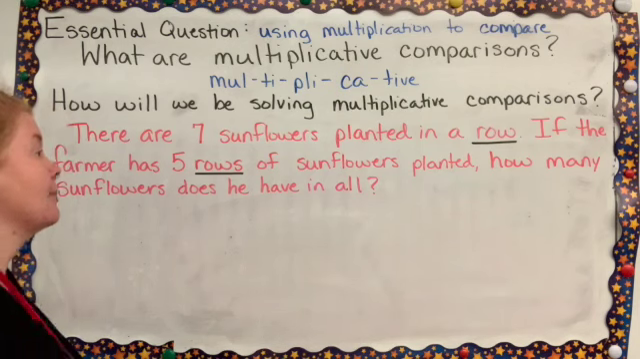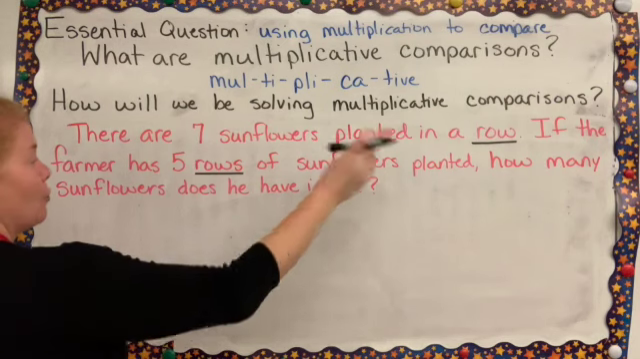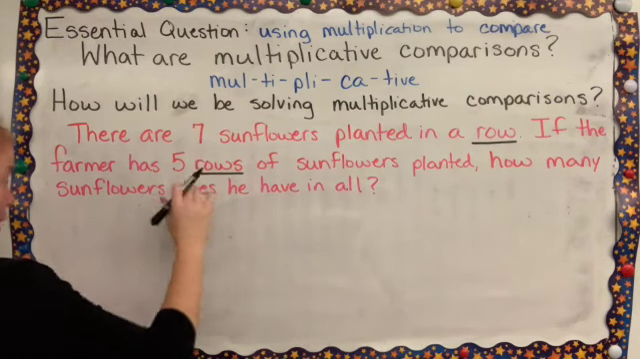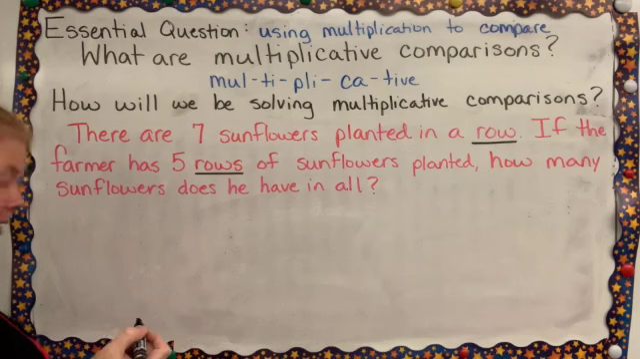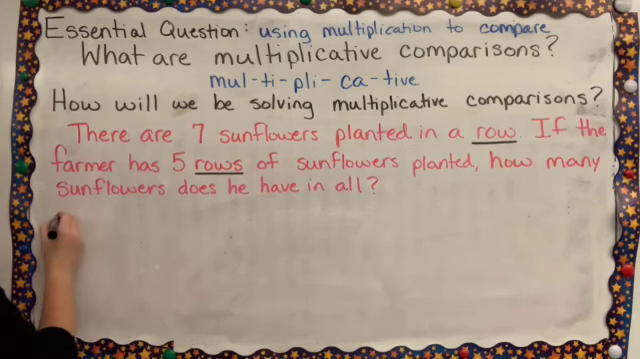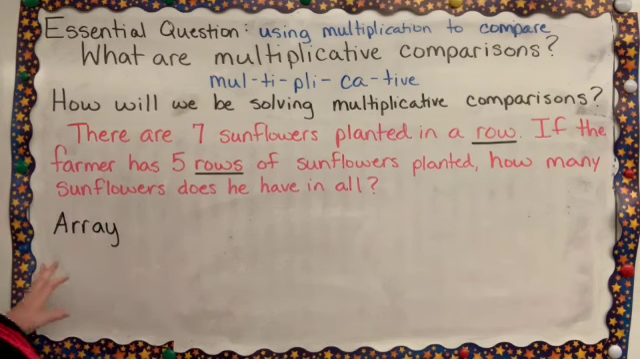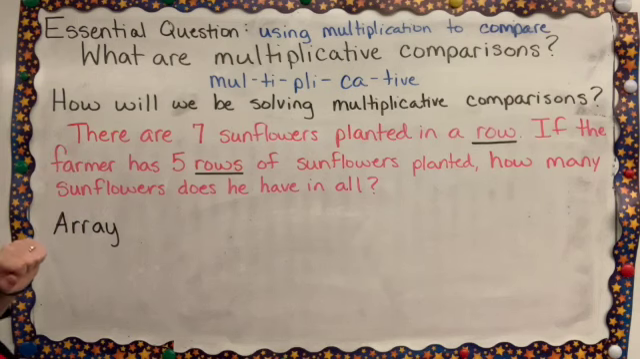Absolutely. You know that when you hear row or rows, we might be talking about something called an array. And this is the last way that we will be solving equations. So we are going to be asking you to do arrays, we're going to be asking you to do bar models, and we're going to be asking you to make equal groups. So let's solve this equation using an array, which is something else that you did in third grade.